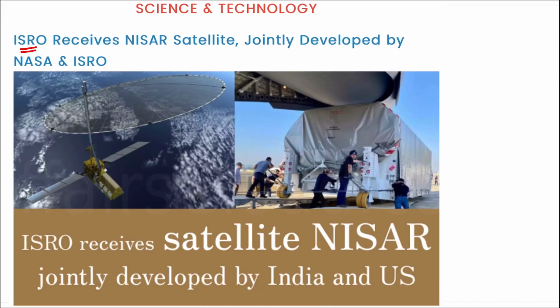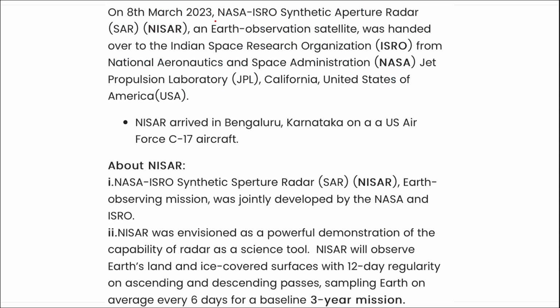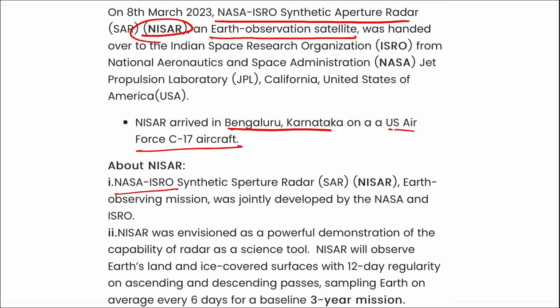Next, ISRO. ISRO has received the NISAR satellite jointly developed by NASA and ISRO. As the name suggests, NISAR is the NASA ISRO Synthetic Aperture Radar. Alright, and this question can be asked: NISAR was developed by whom? NISAR was developed by NASA and ISRO together. This is an Earth observation satellite. Alright, and NISAR arrived in Bangalore, Karnataka on a US Air Force C-17 aircraft.